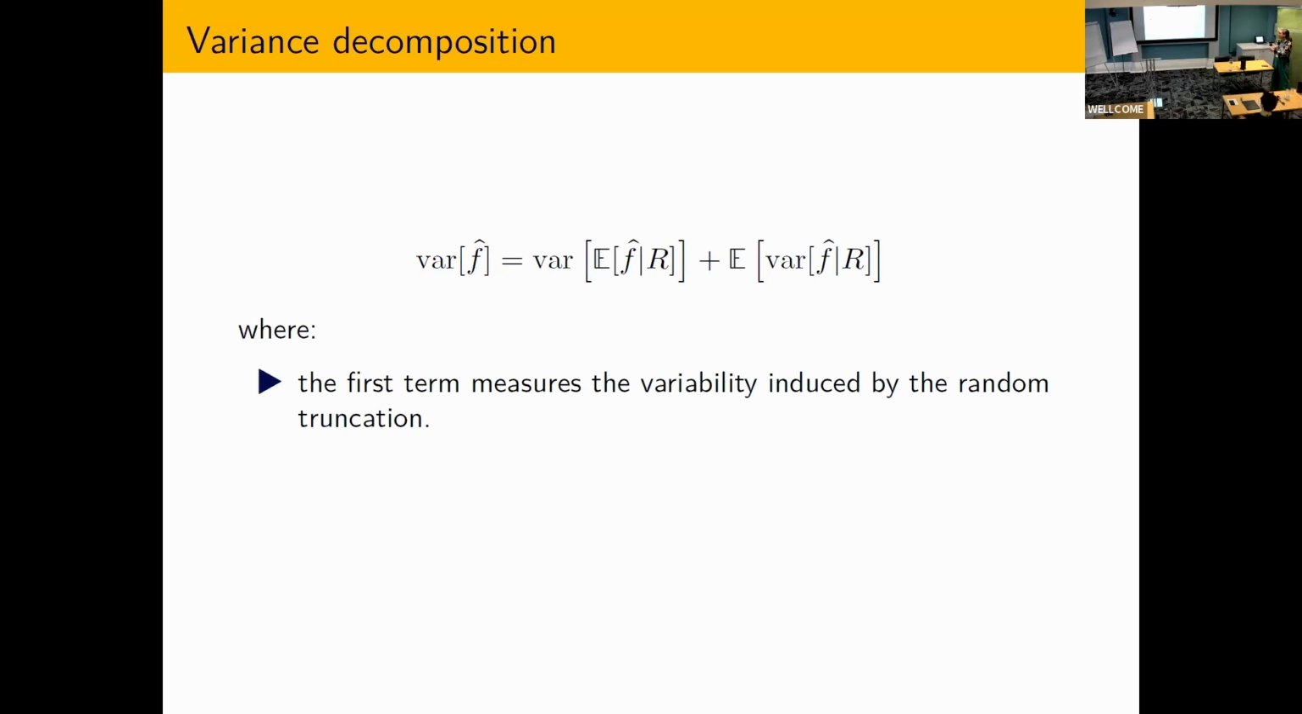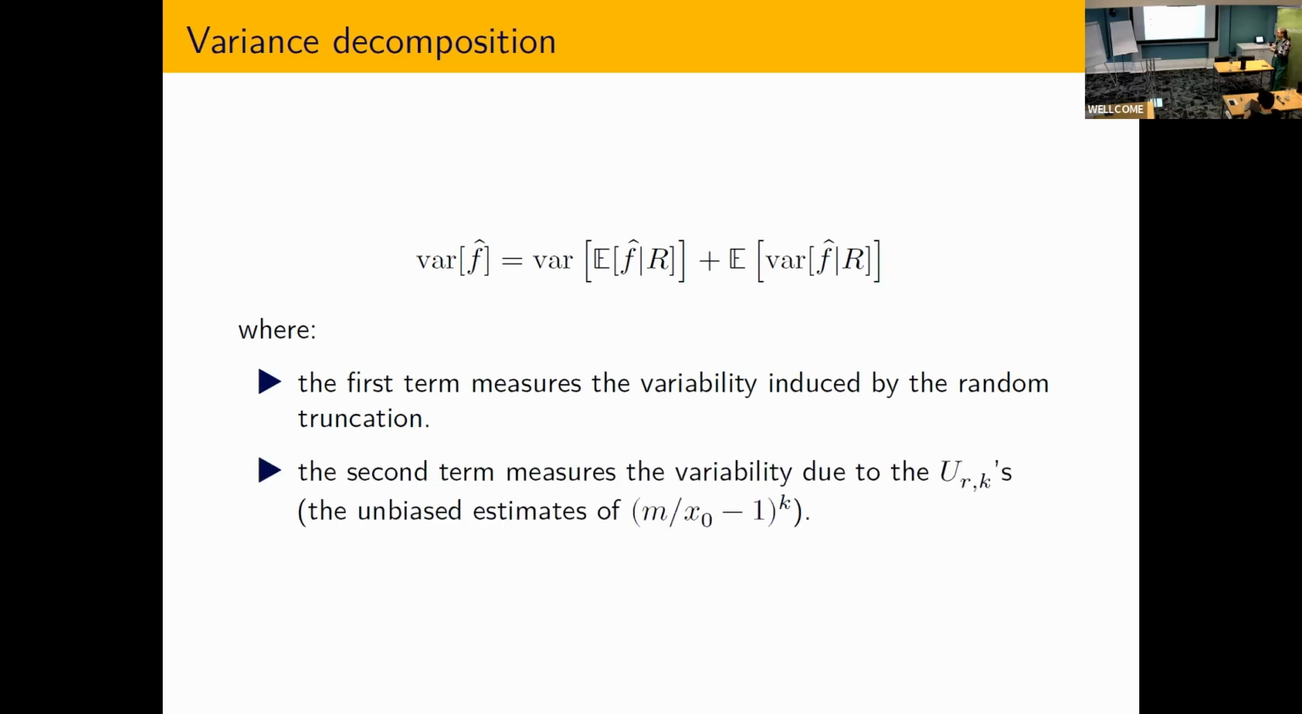We're going to use a sort of standard decomposition of the variance, which involves conditioning with respect to R. In this case, the first term, this one, takes into account the variability introduced by the random truncation. So even if you had perfect random variables, meaning their variance is 0, so they're not random at all, you're just plugging in M, you would still need to randomly truncate this infinite sum, and so there is some variance there. The second variance term comes from the choice of the URKs.